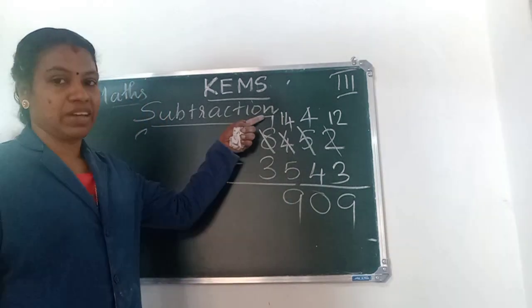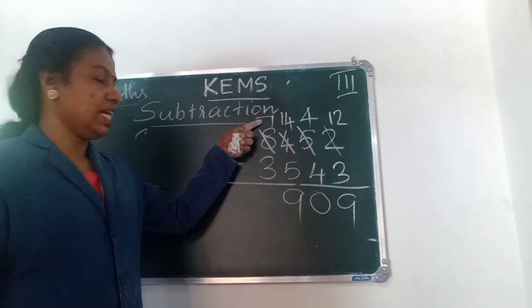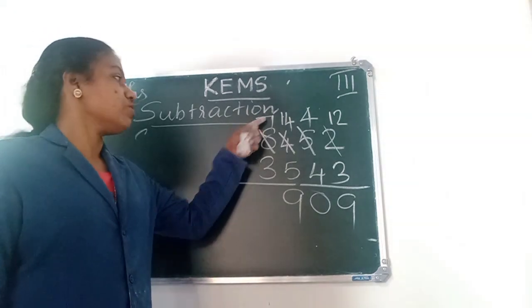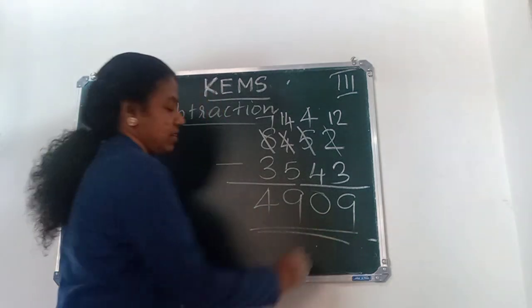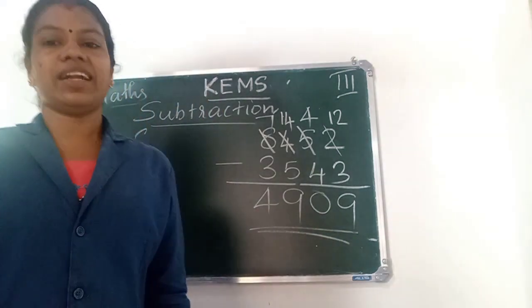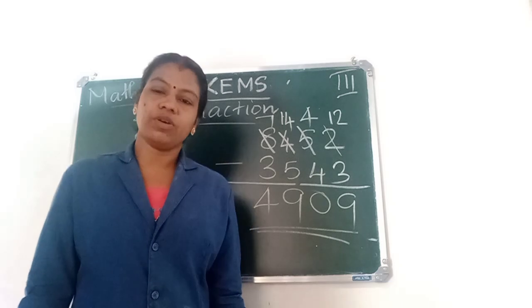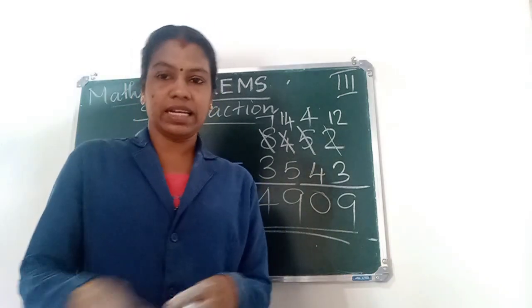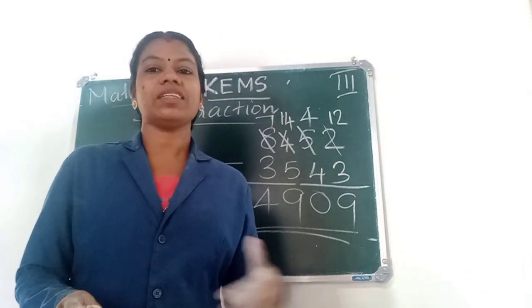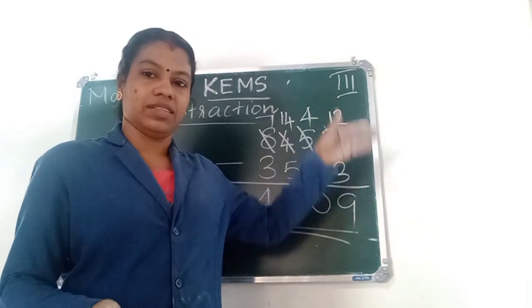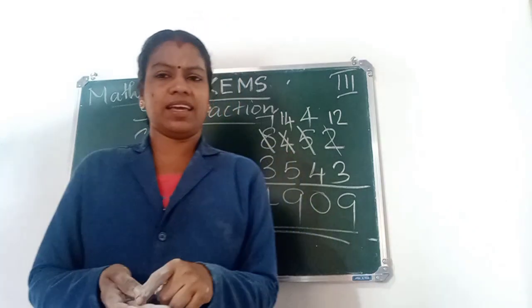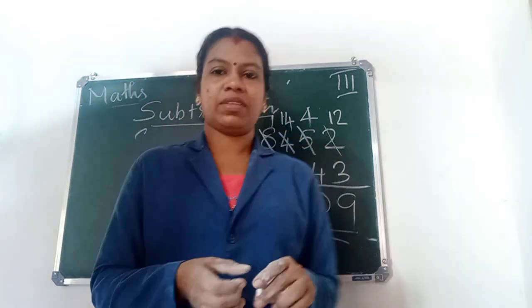Now here 7. We have 7, not 8. We borrowed 1. So 7 minus 3, 4. So this is the answer: 4,909. So you follow the same step, borrowing, but you can add the numbers from here. Okay, clear? Is it easy? I think it is easy.